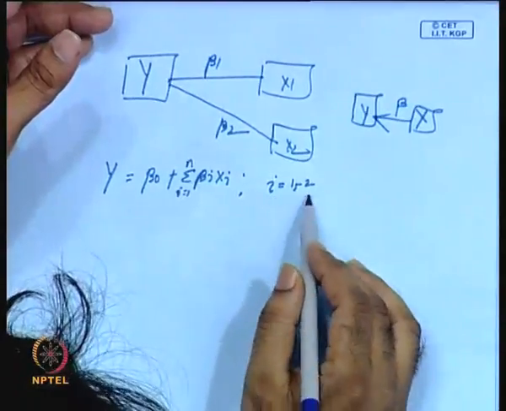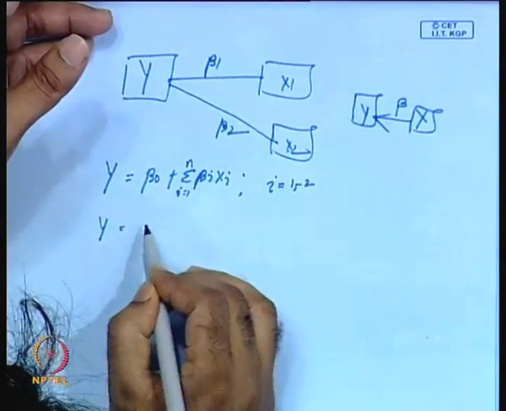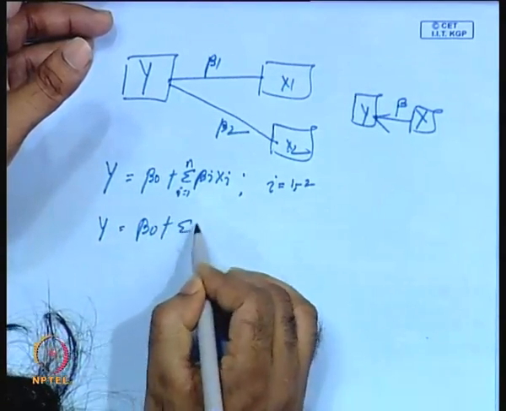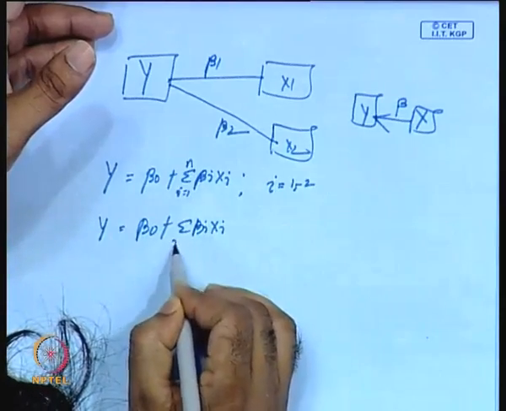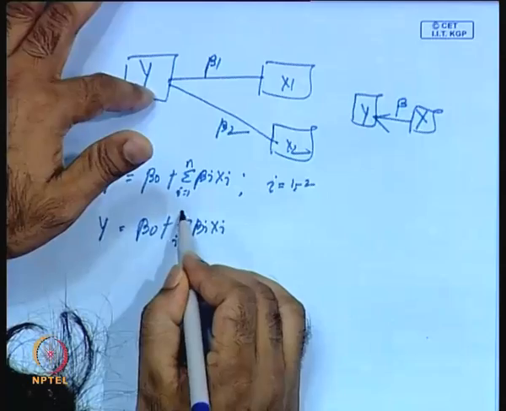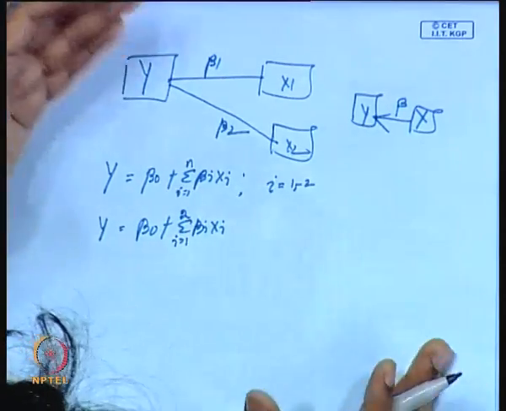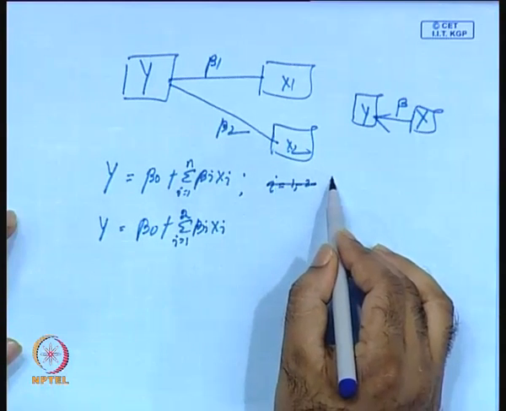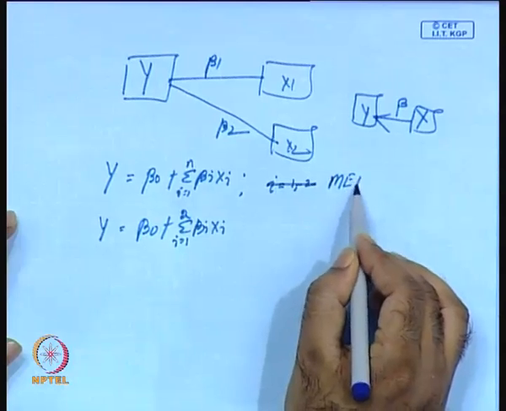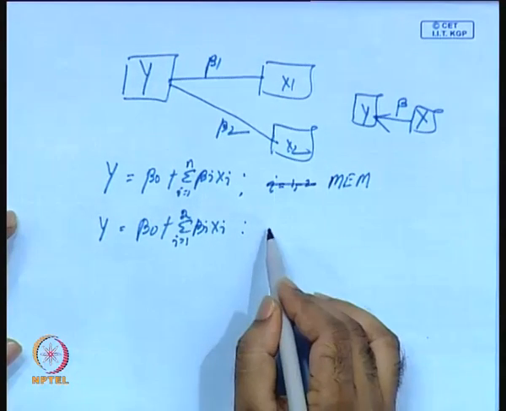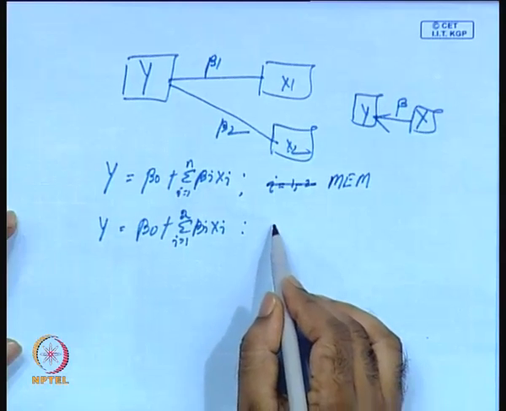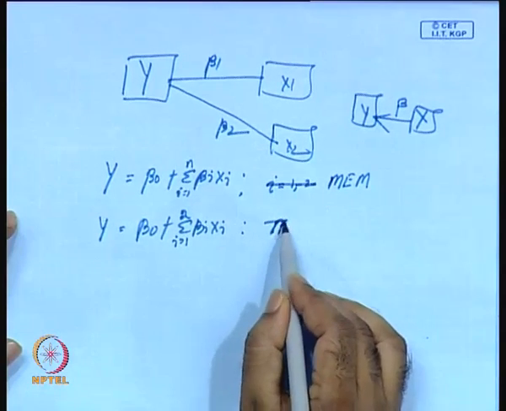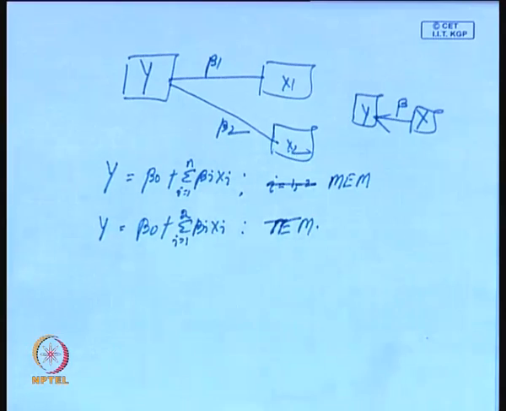So, now if we put i equal to 2, then the model will be represented like this: y equal to beta 0 plus summation beta i x i. Instead of putting i equal to 1 to n, it is better to put i equal to 1 to 2 only. It will automatically indicate that it is a trivariate econometric modeling. If I do not write this, then it indicates that it is a multivariate econometric modeling, MEM. In this particular setup, if I put it like this, then it is called a trivariate econometric modeling.